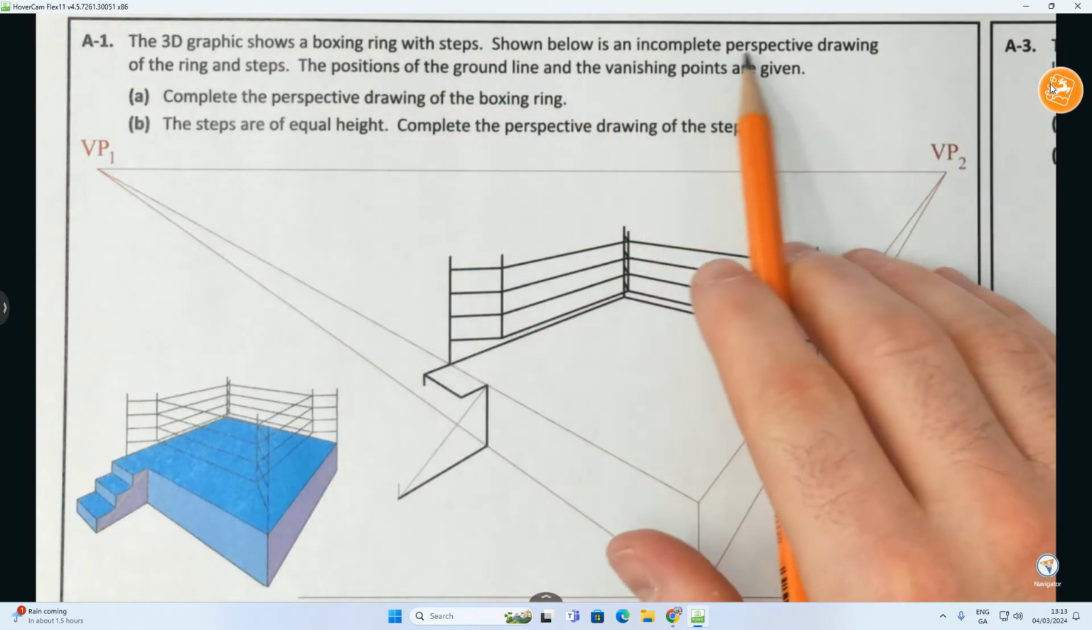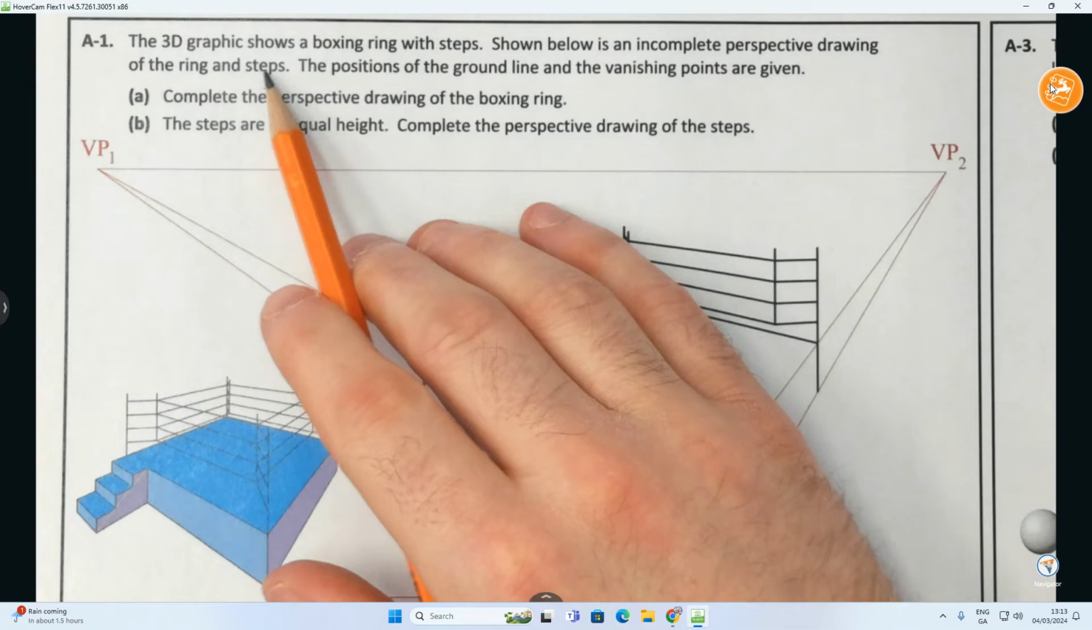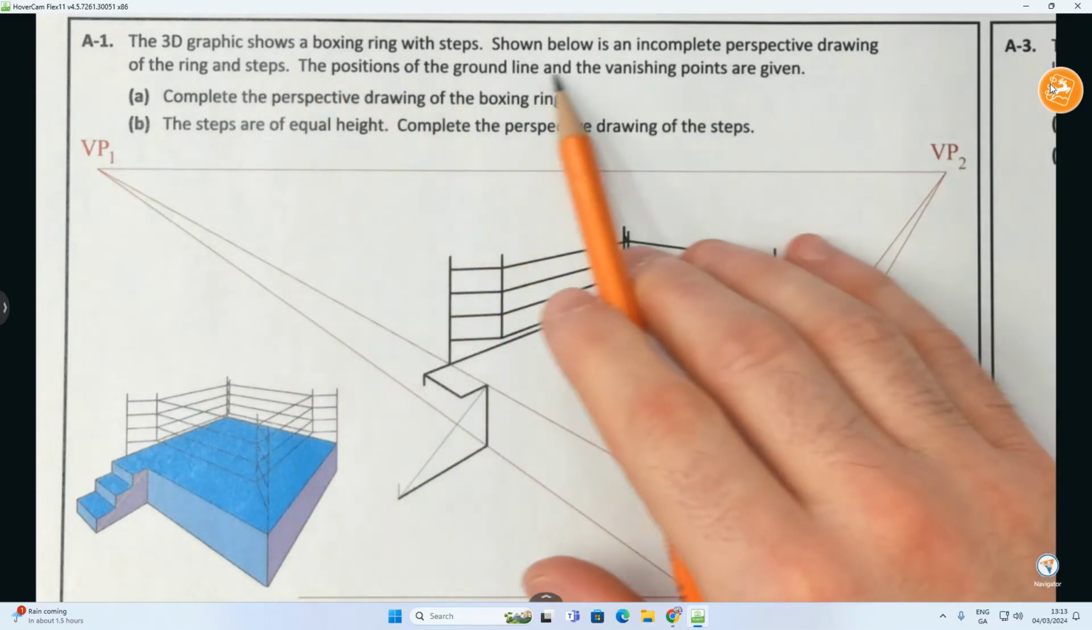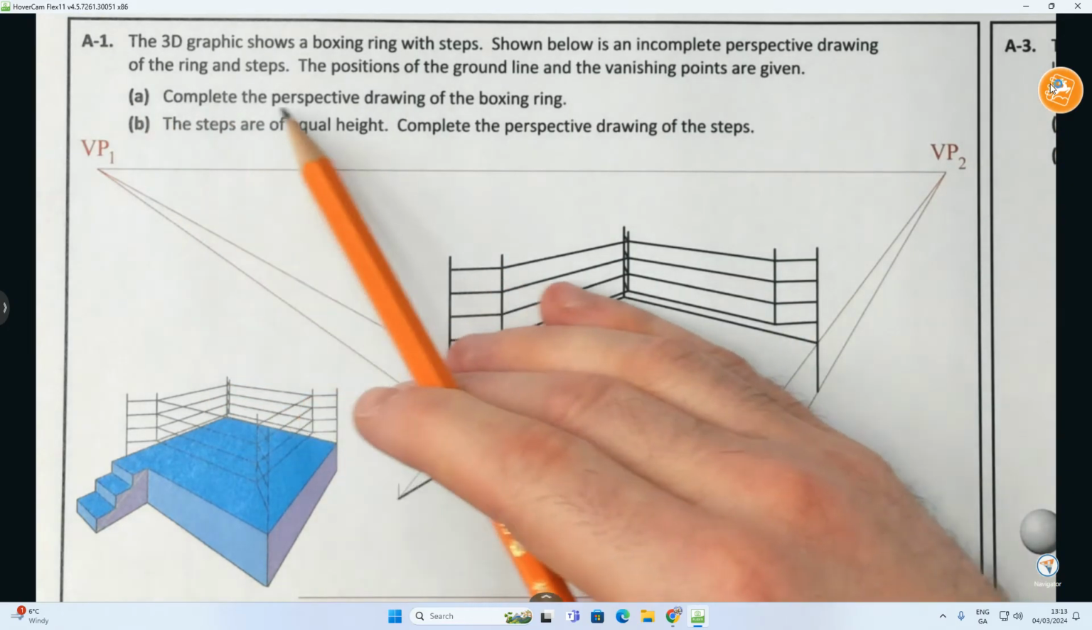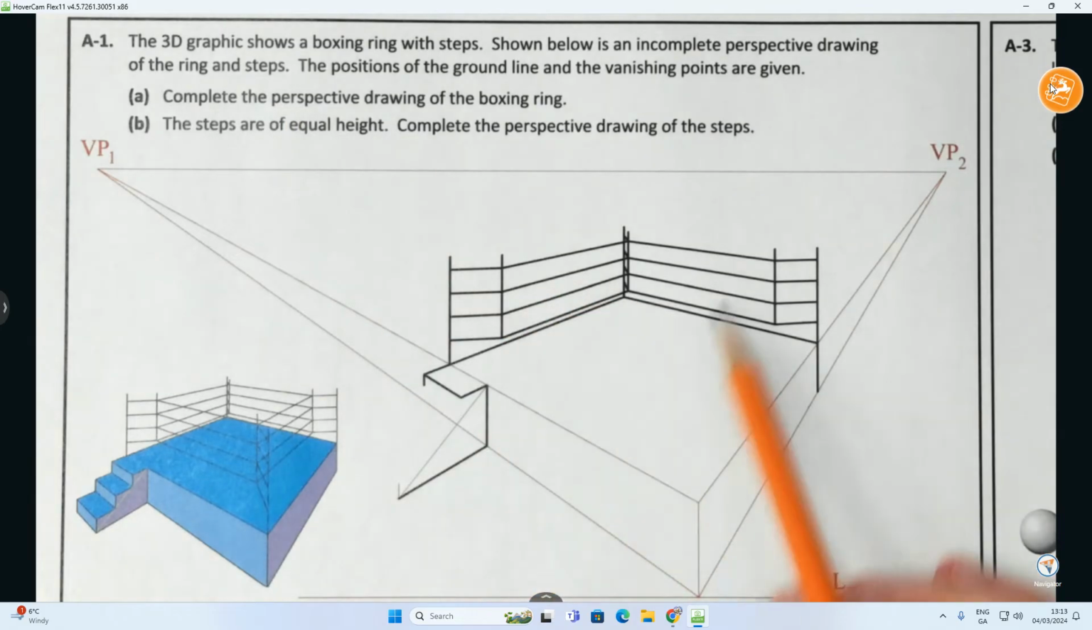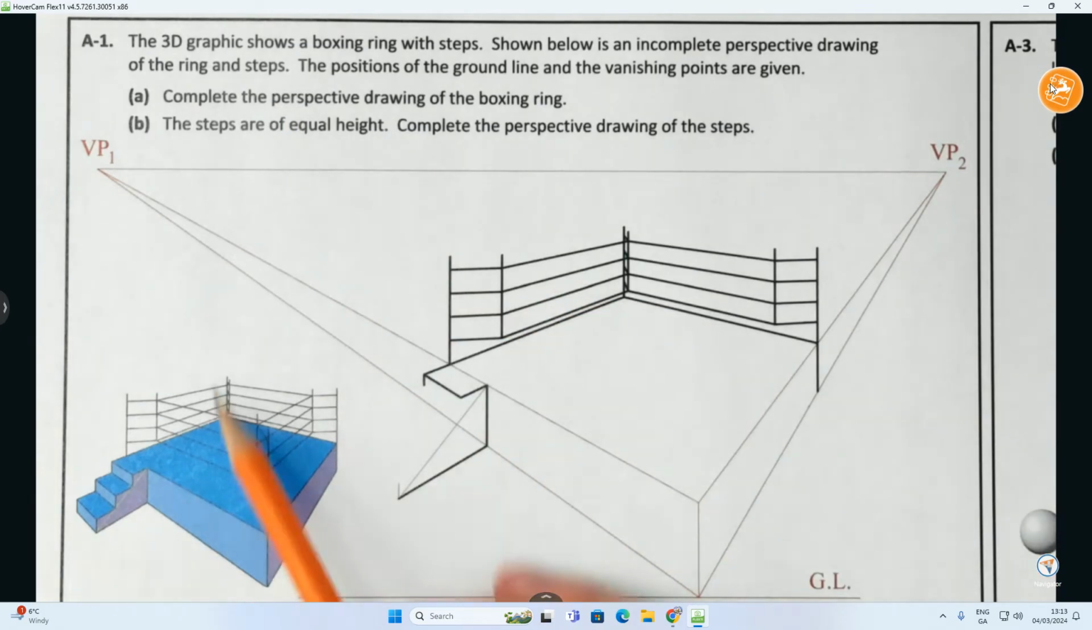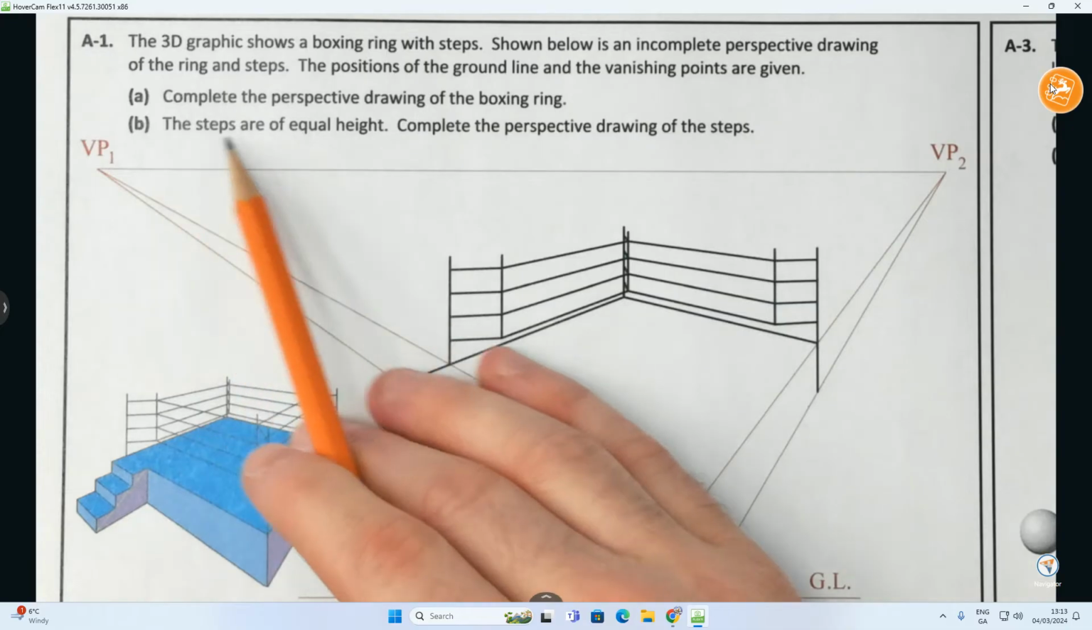Shown below is an incomplete perspective drawing of the ring and steps. The positions of the ground line and the vanishing points are already given. So they've given us the ground line here, and they've given us the horizon line, which is where the vanishing points would be. Part A, complete the perspective drawing of the boxing ring. So we have to complete this, and they've kind of given us this guy here. And then it says part B, the steps are of equal height.